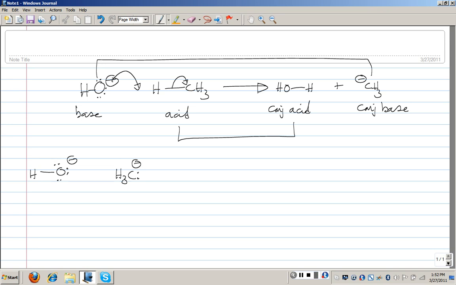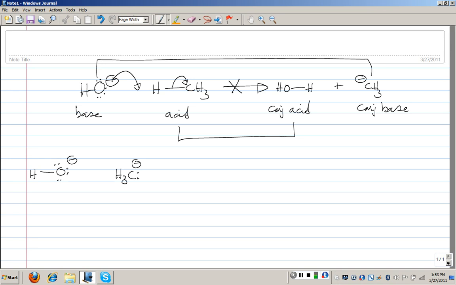Now you notice I'm comparing O to C, and these are periodic partners, and therefore any decision will be based upon electronegativity. So since O is more electronegative than carbon, it will be more adept at supporting a negative charge, and as a result it will be more stable. If it is more stable, it is less reactive. If it is less reactive, it is weaker. And therefore hydroxide is a weaker base than methanide. Therefore this reaction cannot occur as written.